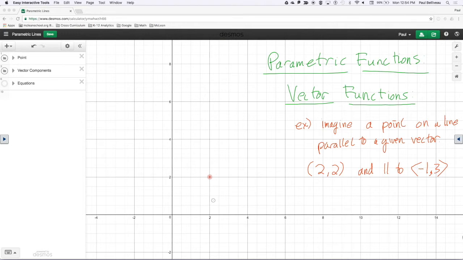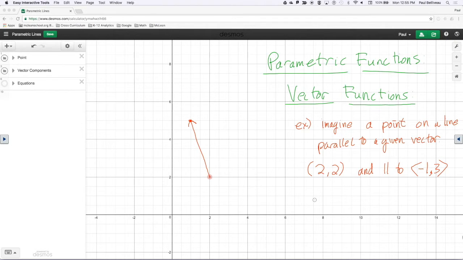So this means this -1 is our horizontal component, so that would mean 1 to the left. And then this 3 is our vertical component, so that would mean 3 up, which we got there. So I'm going to go over 1, up 3, and that's the vector I'm talking about. Does that make sense? Okay, good. So we're imagining this point on a line parallel to a given vector.